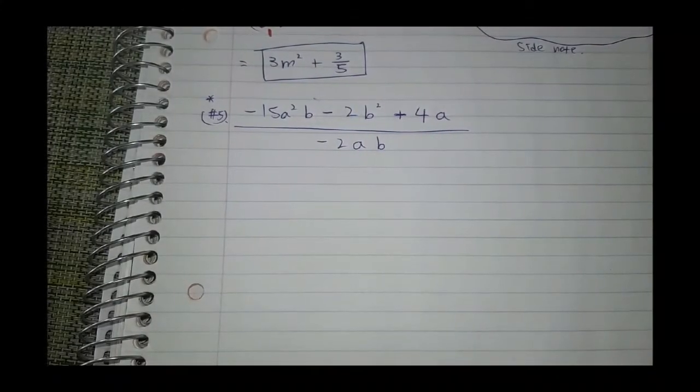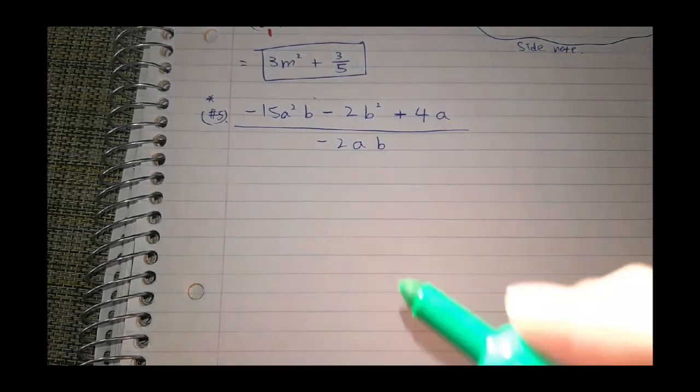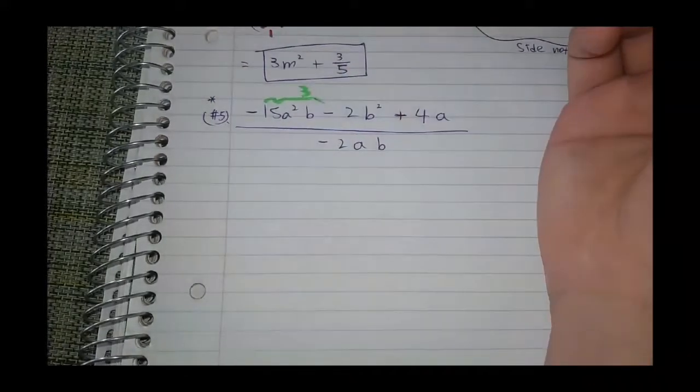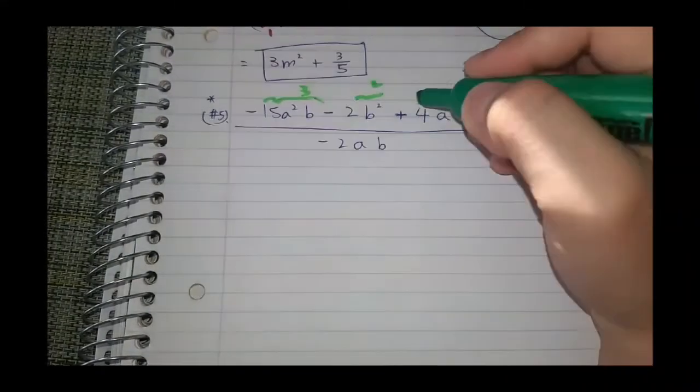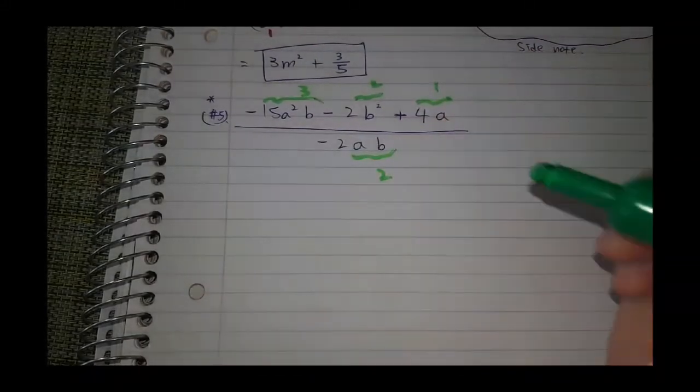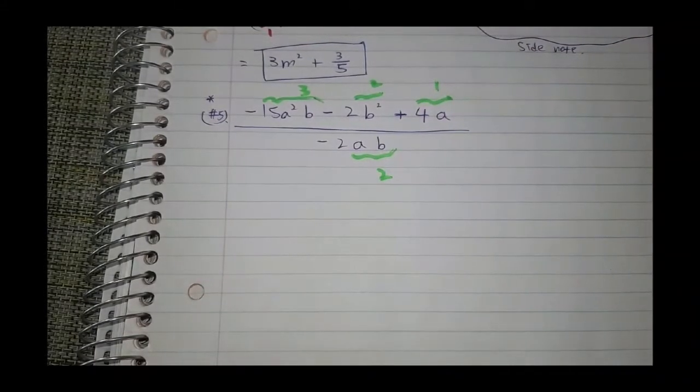something like that. This is a tricky example. First of all, you have lots of negatives going on, and second of all, you have more than one letter, and third of all, the degree is nuts. Like the first term's degree is 3 because 2 plus 1. The second one is 2, this guy is 1, and when it comes to the denominator, you actually have degree 2 because a and b, that's 1 plus 1.